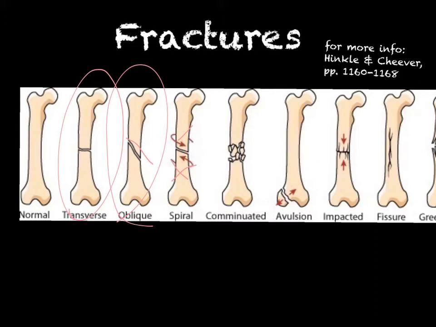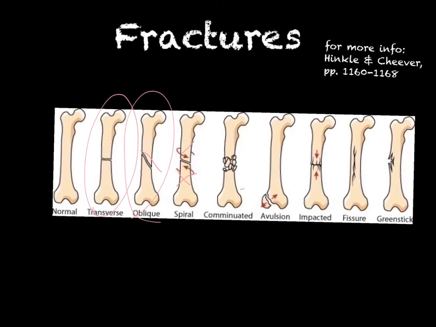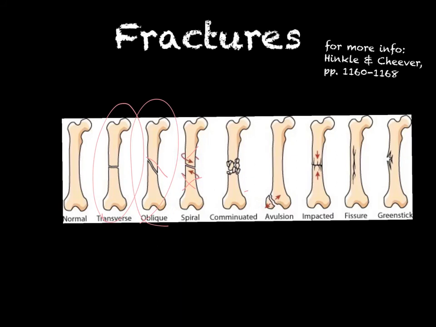Comminuted fractures have little tiny bone fragments. These can be very difficult to reduce and put back together. Avulsion fractures, we talked about them twice with sprains and strains and a little bit with our dislocations. An avulsion fracture is when a tendon pulls away from the bone so forcefully it takes a little piece of that bone with it.